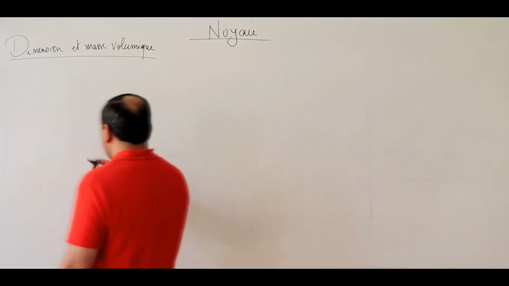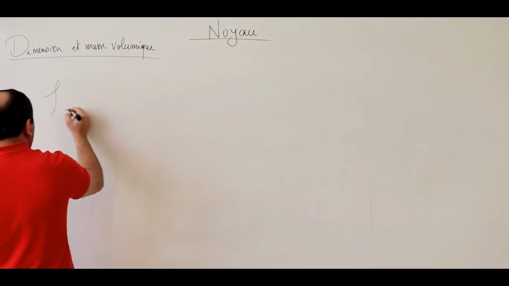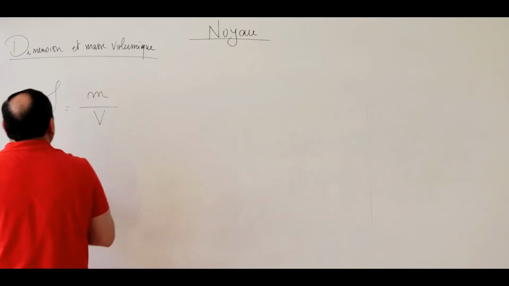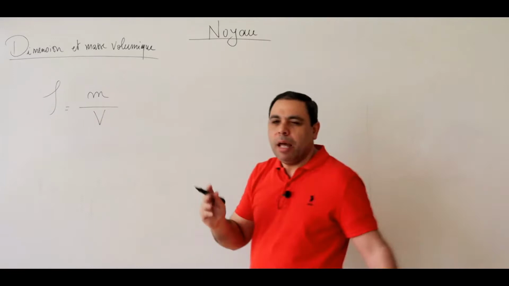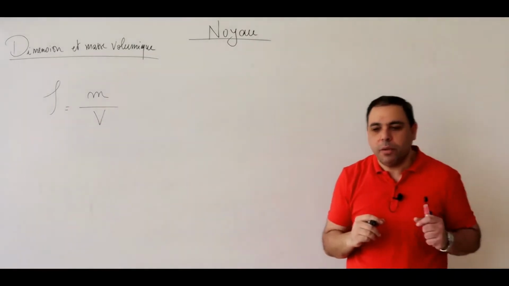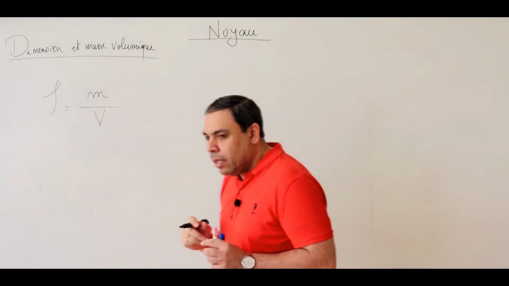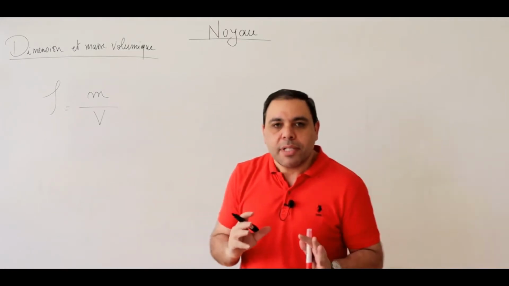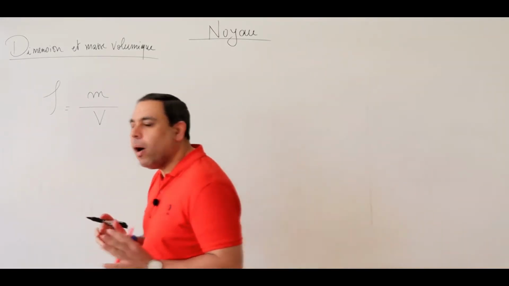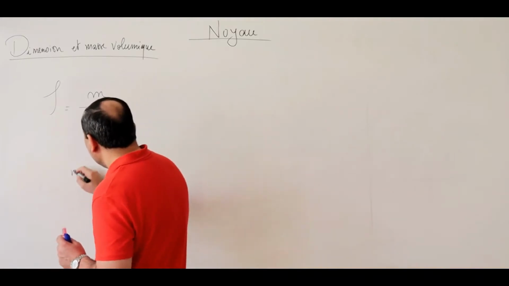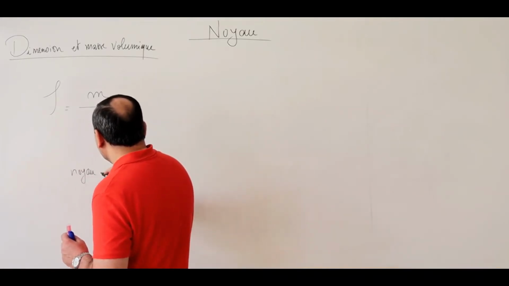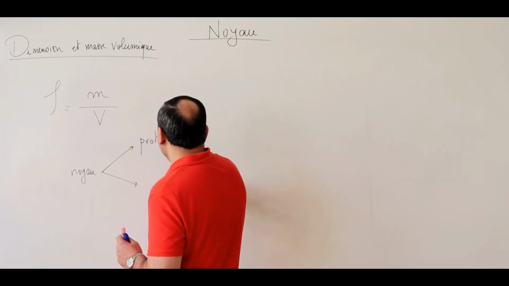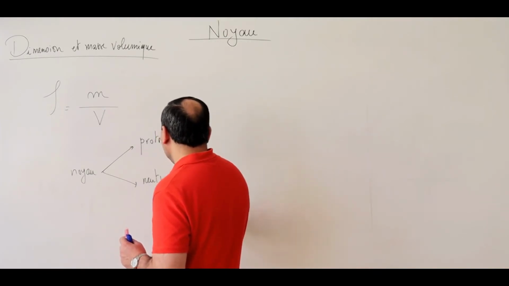The density of the nucleus is given by ρ equals the mass of the nucleus divided by the volume of the nucleus. But if you want to calculate this density in an approximate manner, the nucleus is formed of protons and neutrons.